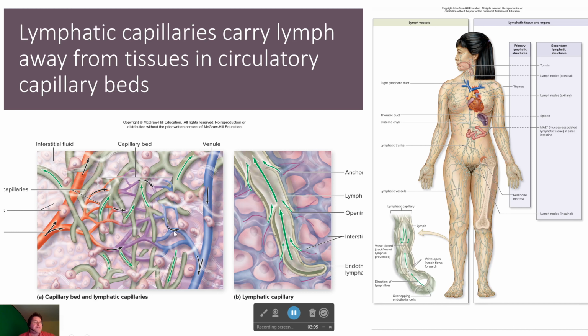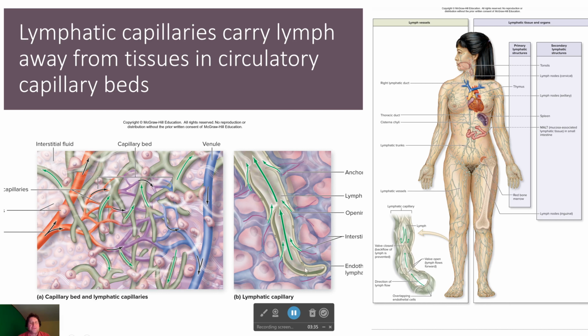Now, they are even more permeable than the capillary beds, which are very permeable anyway. Here, there's like an overlap or a flap between the cells. So there really isn't much of a basement membrane either. The basement membrane is even weaker here. So these cells overlap and the fluid builds up in here and causes hydrostatic pressure as it builds up to push fluid into the lymphatic capillaries.